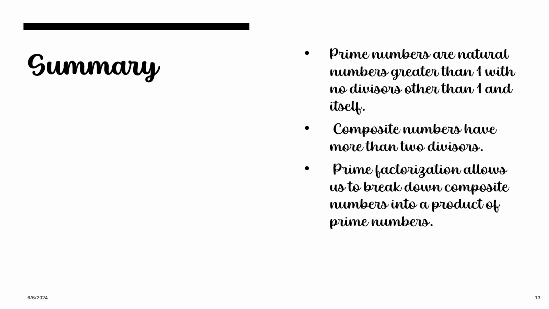Let's do a quick recap. Prime numbers are natural numbers greater than 1 with no divisors other than 1 and itself, while composite numbers have more than 2 divisors. Prime factorization allows us to break down composite numbers into a product of prime numbers.